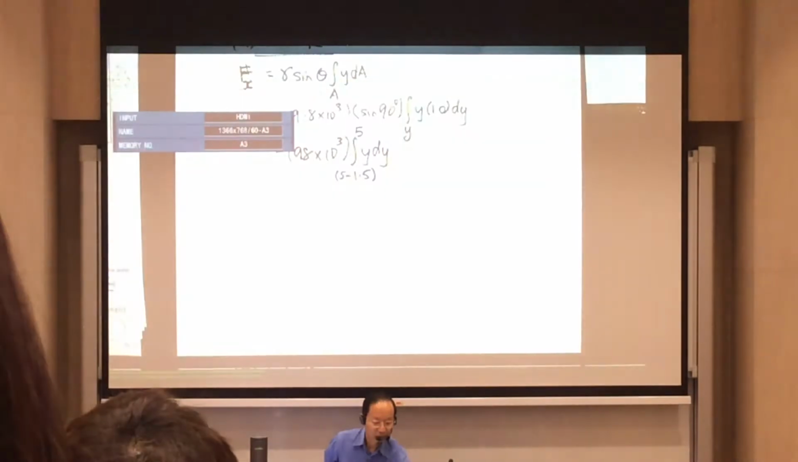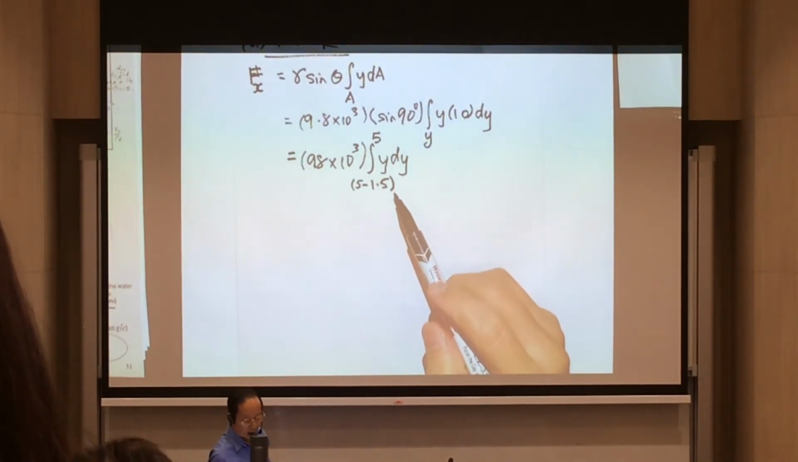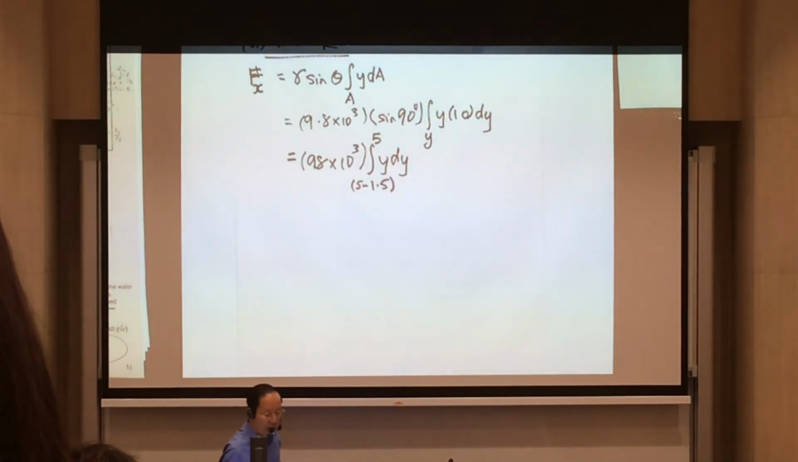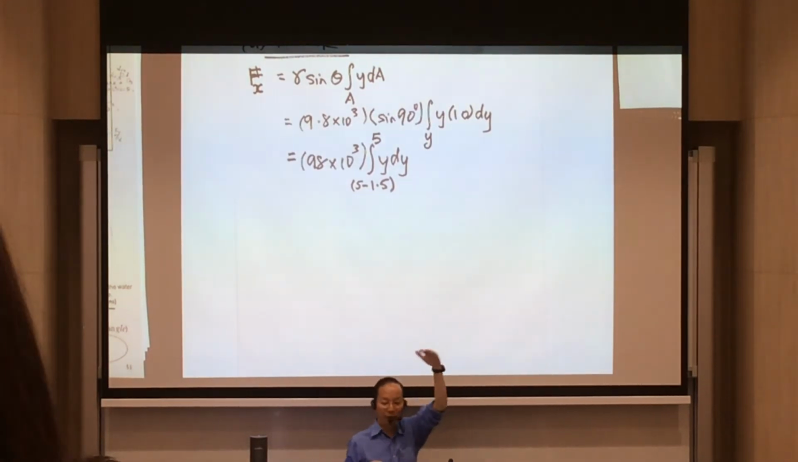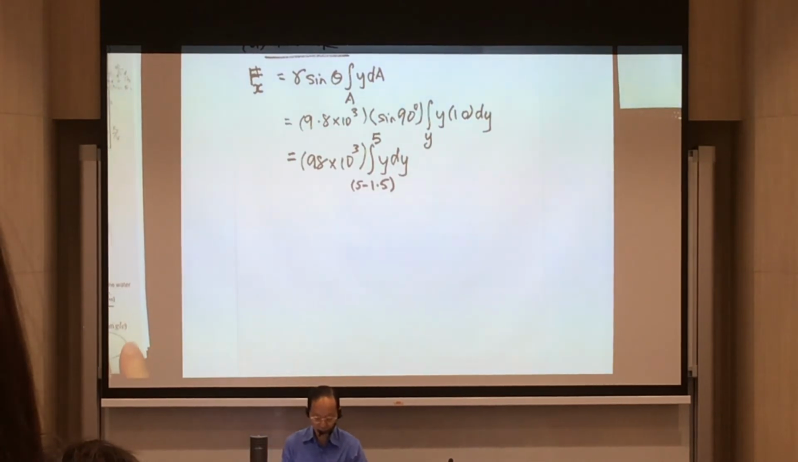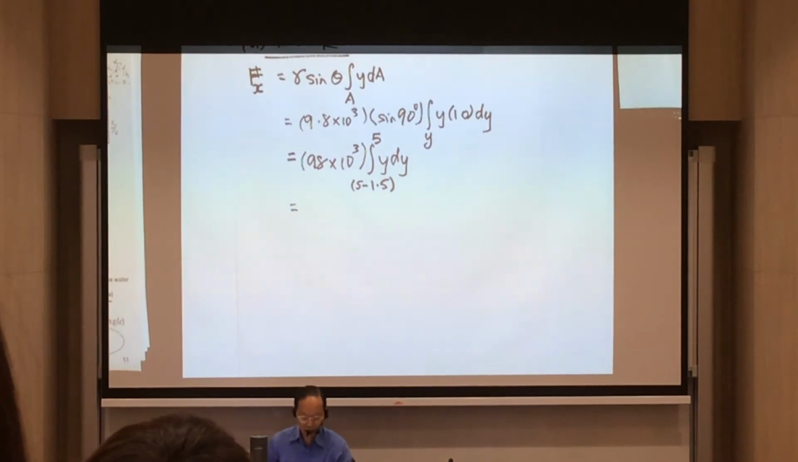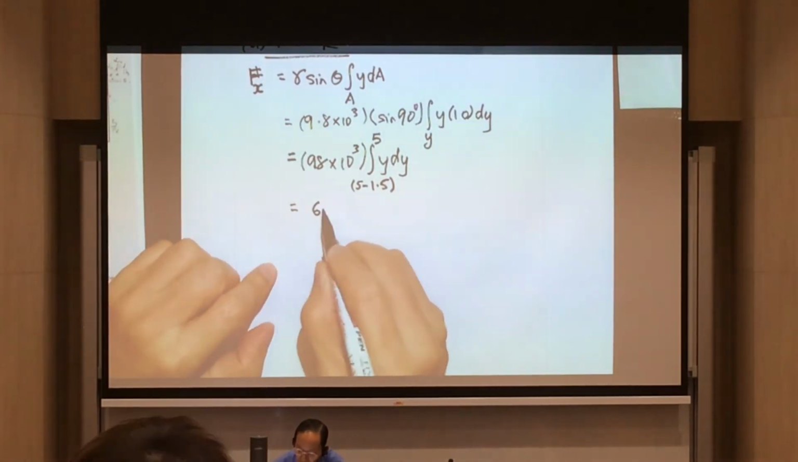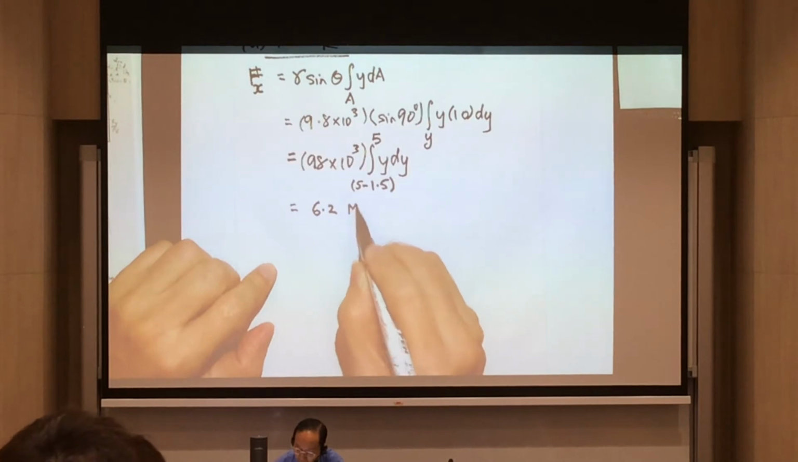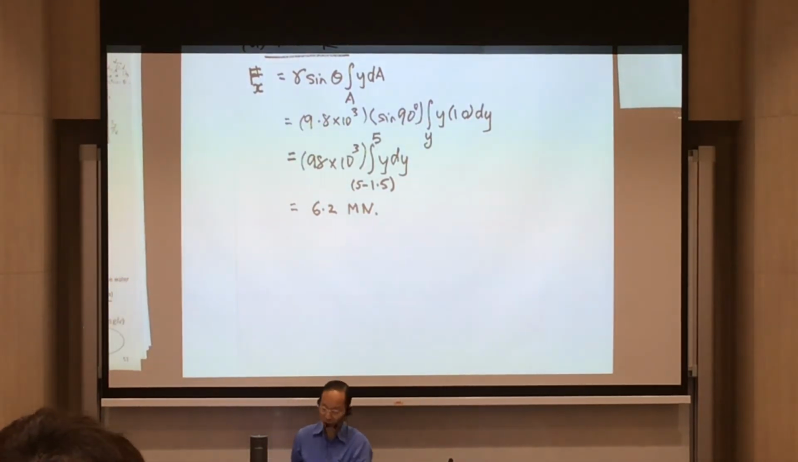So from 5 minus 1.5 at point A to point C. Point C is 5, as measured from the water surface, the origin. Just like what we've done for the flat plate. I'm sure you know how to do the simple calculus. That will give you 6.2 meganewtons. That is your Fx. 6.2 meganewtons.